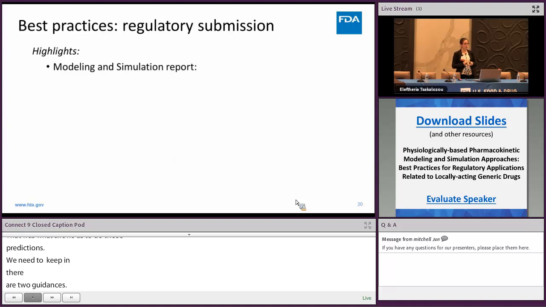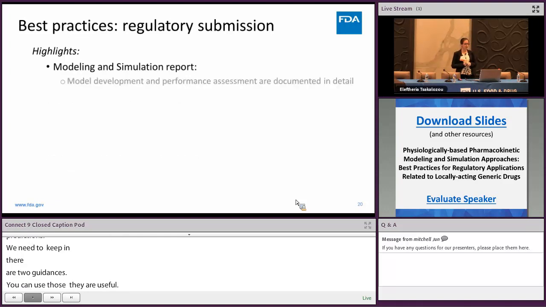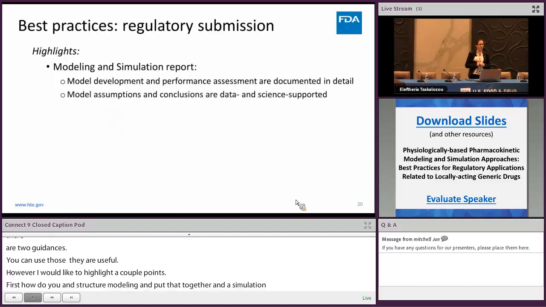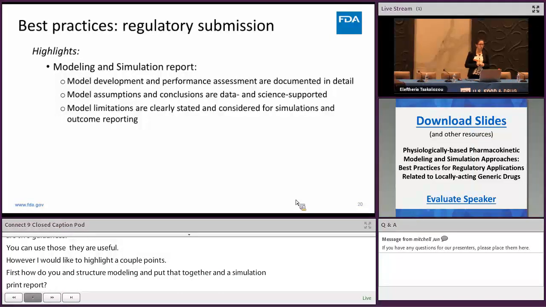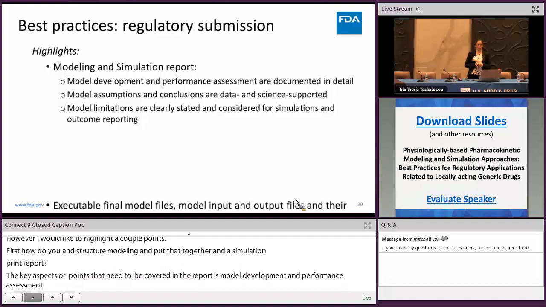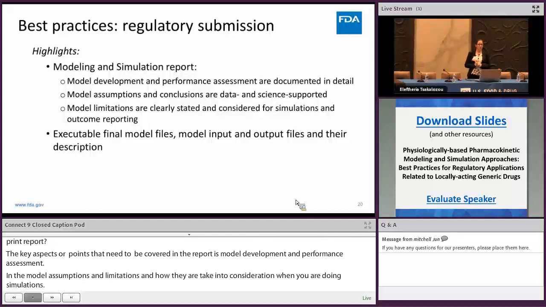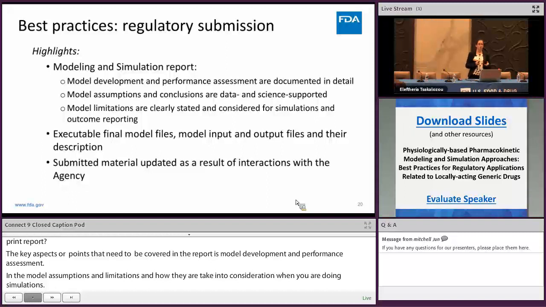First, how do you put together your modeling and simulation report? Key points that need to be covered in this report are the model development and model performance assessment, what the model assumptions and model limitations are, how they're taken into consideration when you're performing your simulations, and whether your conclusions are data and science driven. We expect that executable files, input and output files are shared with the agency. And if there are amendments or discussion going on during the review process that result in updated materials, we would appreciate it if these materials are submitted to the agency.